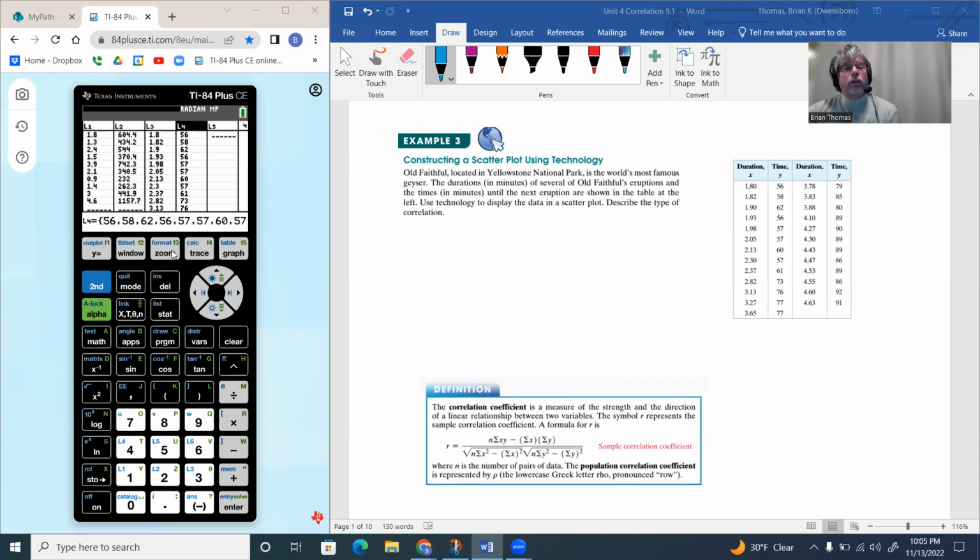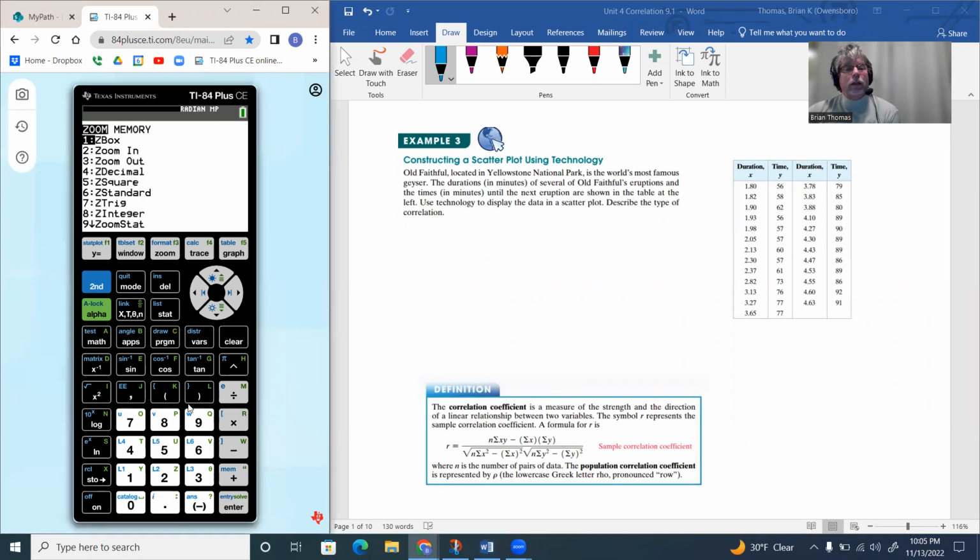So again, if I zoom and number 9, notice that we do have the scatter plot. And notice how it does look linear. And since as x is increasing, the y's are going up, we call this a positive linear correlation. So we have that kind of going on there.